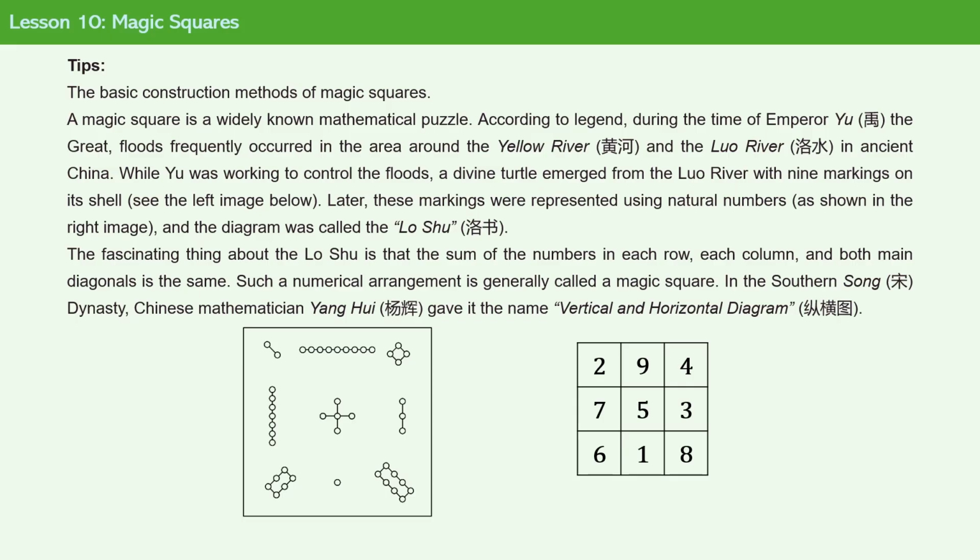Later, these markings were represented using natural numbers, as shown in the right image, and the diagram was called the Luo Shu. The fascinating thing about the Luo Shu is that the sum of the numbers in each row, each column, and both main diagonals is the same. Such a numerical arrangement is generally called a magic square. In the Southern Song dynasty, Chinese mathematician Yang Hui gave it the name vertical and horizontal diagram.